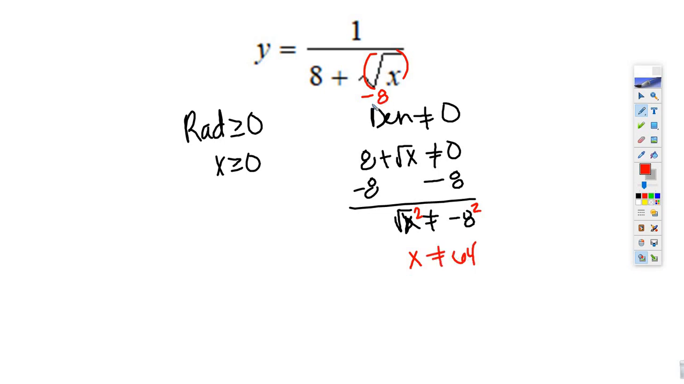Does 64 make my denominator 0? Of course not. The square root of 64 is 8, and 8 plus 8 is 16. So this is not even a possible problem that we're going to encounter because the denominator can't be 0. It's mathematically impossible. So the only thing that we have to consider then is what satisfies the radical, which is going to be 0 to positive infinity. Okay?